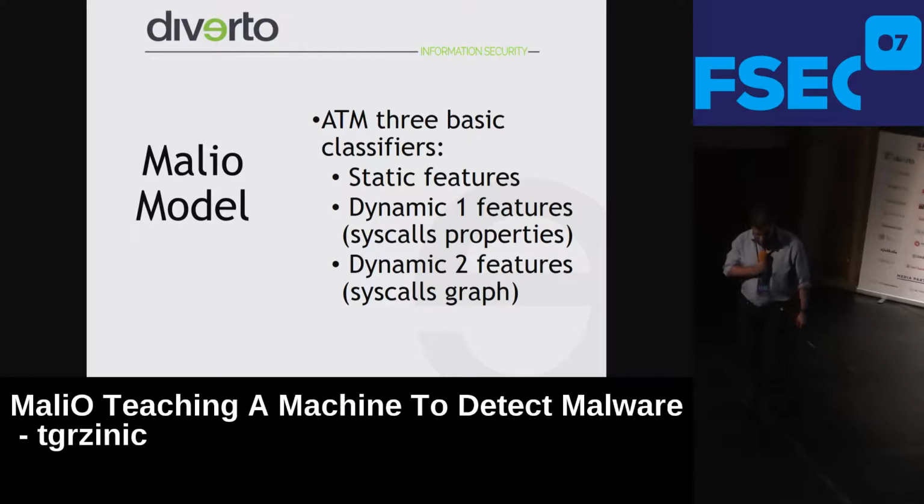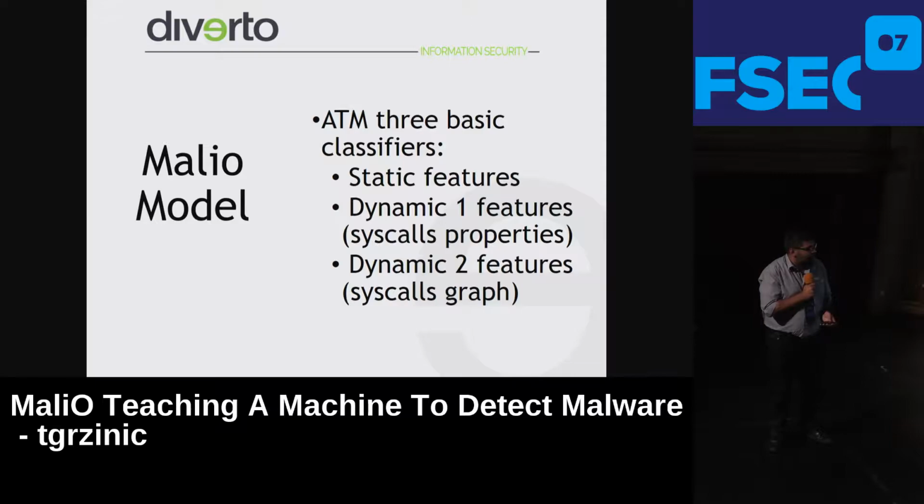At the moment, I have three classifiers. The first one uses only static features. The second one is dynamic, which uses some system calls properties, like arguments properties. And the third one is basically a system call graph, which is basically a matrix of all system calls.